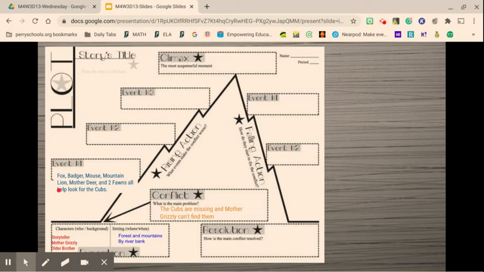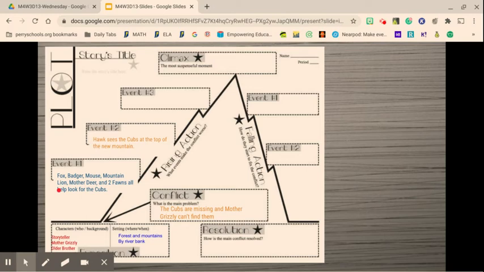So as I continue, I want to think about what happens next. What do we know about them and how they're finding the cubs, or if they are finding the cubs? Remember, part of the rising action is that they try to have a solution, but they often fail. So I know that they didn't find the cubs yet. So we're still trying to find the cubs. And I want you to think about, what was the next major event that happened?